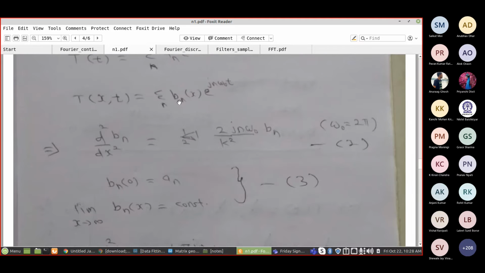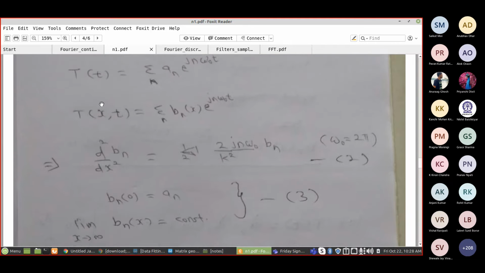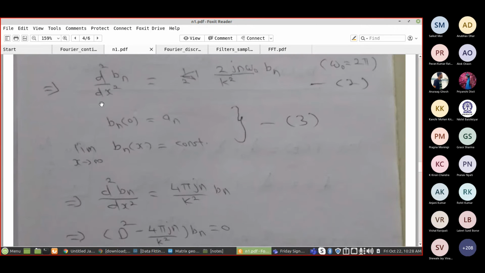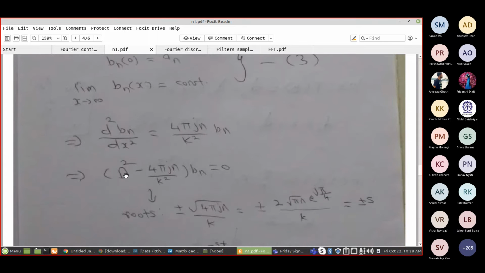If we are successfully able to solve for Bn, then we just need to plug in Bn here and we will get the solution of our field. So we have this second order differential equation for Bn, for each coefficient. Substituting for omega naught, which is 2 pi, we get this expression. So we have this second order differential equation. D squared represents the second order differential operator.